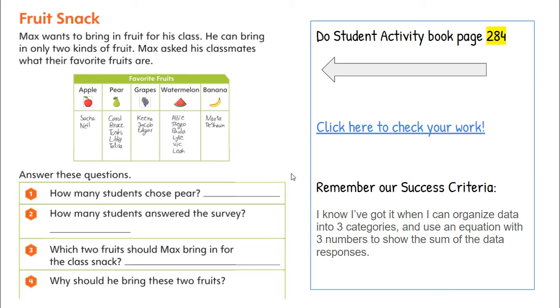Remember, your success criteria, I know I've got it when I can organize data into three categories and use an equation with three numbers to show the sum of the data responses. Now, they've already organized the data. So what you're going to do, where can you show us that you can use an equation with three numbers to show the sum of the data responses? If you look, there's more than three categories. So what's something you can do to use three numbers to show the data responses?